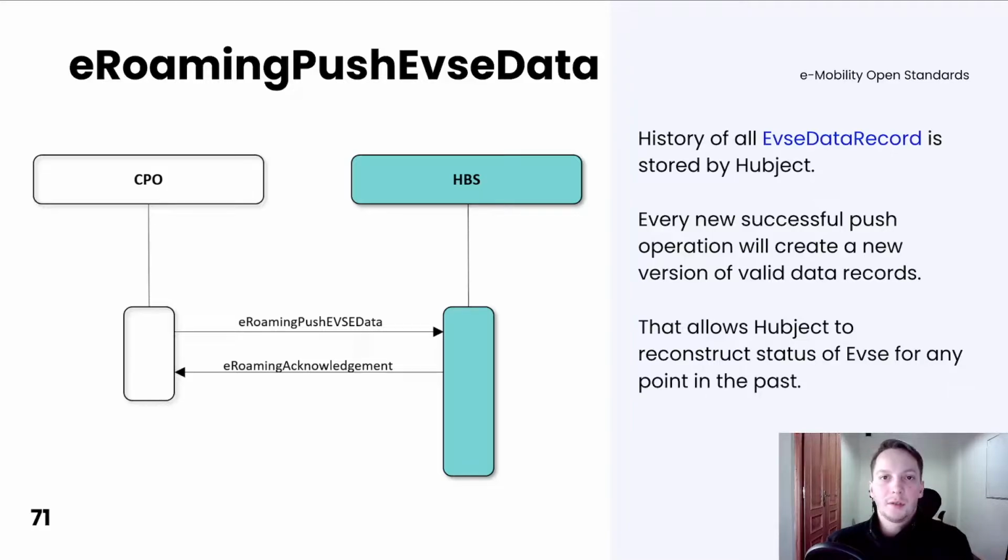Hubject has a policy to keep history and version received datasets for most of the data that is pushed to their platform. Every push and every update creates a new version of data. Only the latest version of data will be used, but due to keeping history, it is possible to revert some changes on demand. History of all eVSEData records pushed by the CPO is stored and versioned by Hubject. Because of that, Hubject can reconstruct static eVSEData for any point in the past.